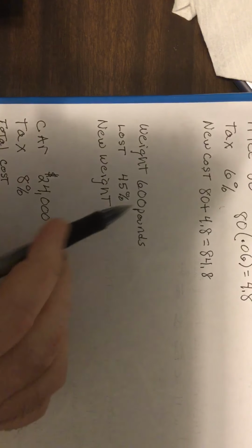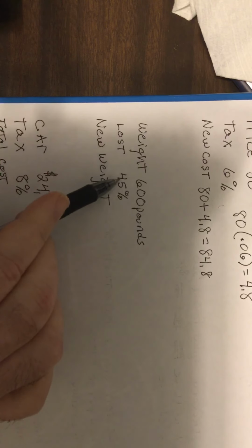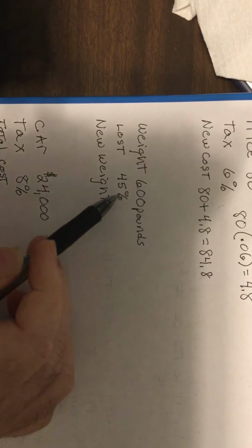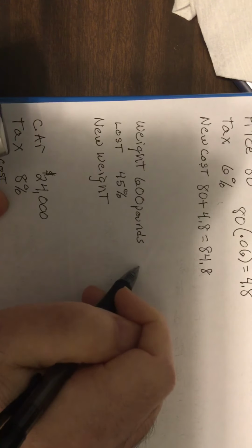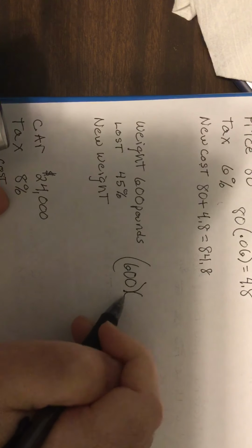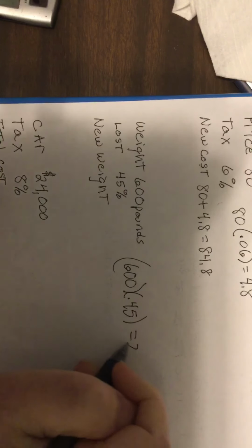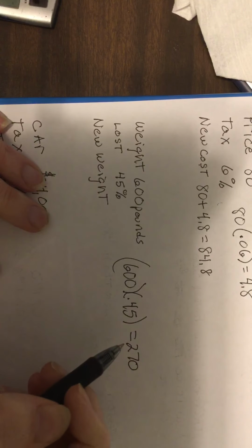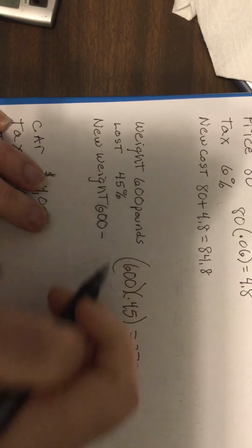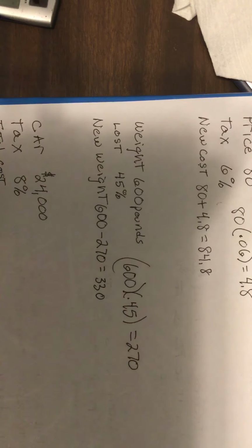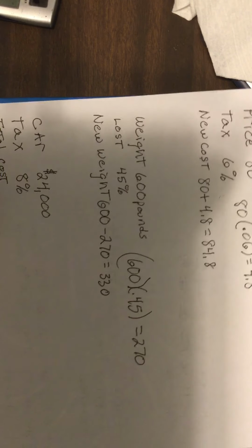So let's say someone weighed 600 pounds and they lost 45%. That means it's getting smaller. So you subtract. You lost that amount. So you just go 0.45 times the 600. So how much weight did they lose? 600 times 0.45 is 270 pounds. Wow. So you would go 600 minus 270 to find their new weight, which is 330. Wow, they should be proud of themselves.